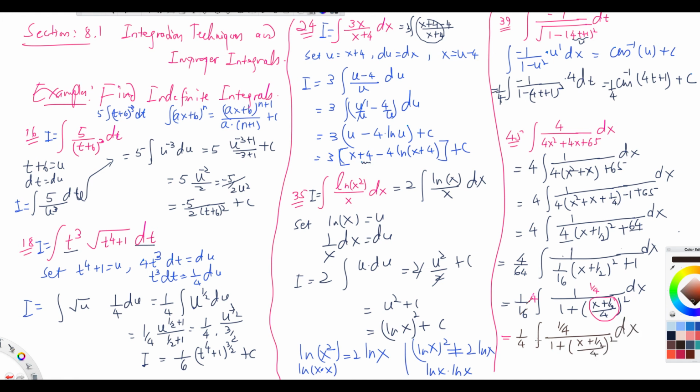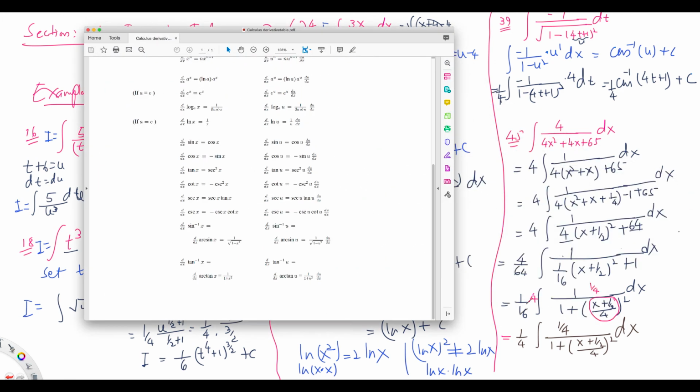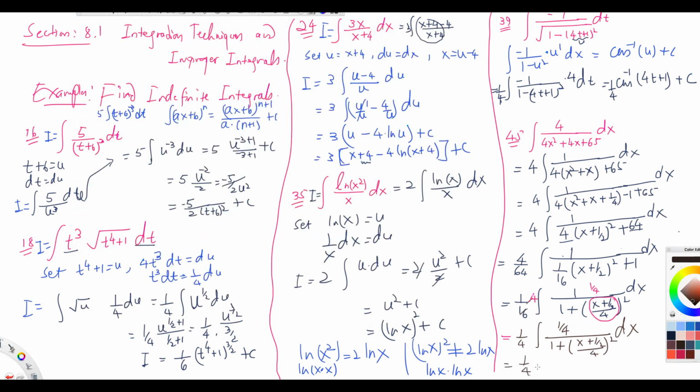You see that? This is like the integral of 1 over 1 plus u squared times u prime, right? So as the formula said, if you do the integral of the right side, integral and derivative cancel, and that will be tangent inverse u. So what is the u then? The final answer is 1/4 tangent inverse of x plus 1/2 over 4 plus c. That is the final answer.